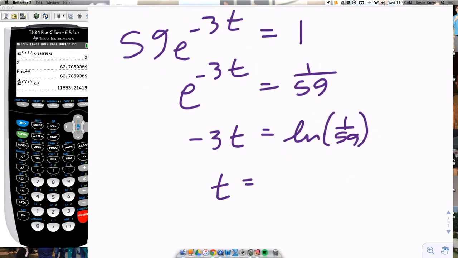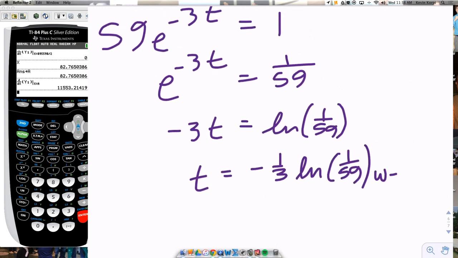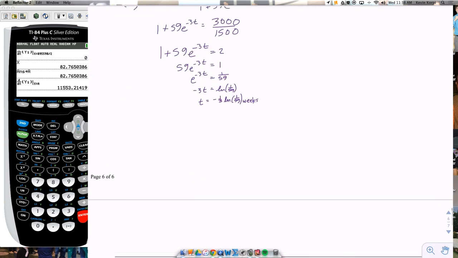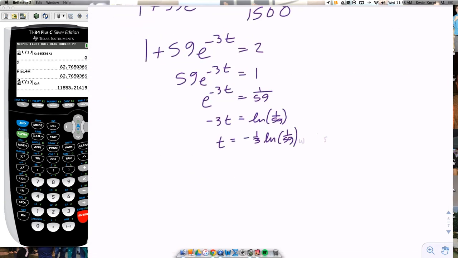And you divide through by negative 3 or multiply by negative 1/3, and you get negative 1/3 the natural log of 1/59 days. Now let's say that this is a multiple choice question. Is it days? Darn it, you don't want to mess up at the end. It is days. Okay. It's spreading faster than I wanted it to.